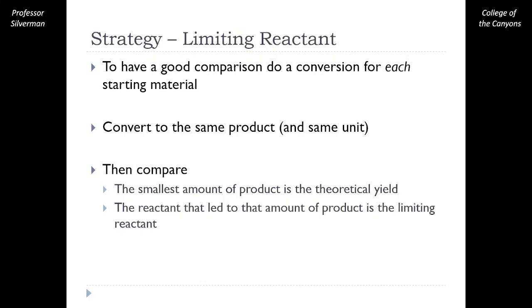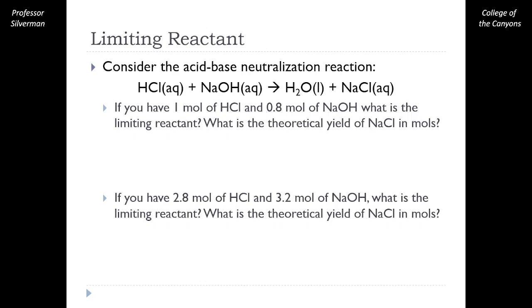Here is our strategy listed out. We want to do a conversion for each of our starting materials. Choose one product to convert to. Convert all of those starting materials to that same product in the same unit. Once we do that, now we can make our easy comparison. The smallest amount of product gets to be our theoretical yield, and the reactant that led to that product is our limiting reactant. We have a few straightforward examples here.